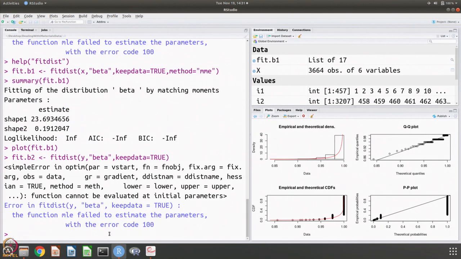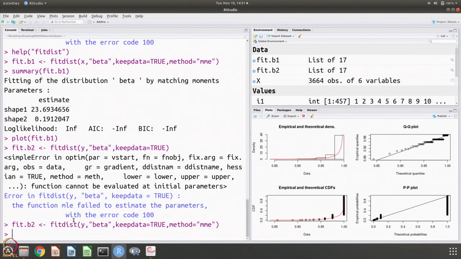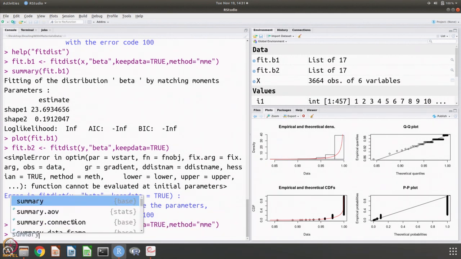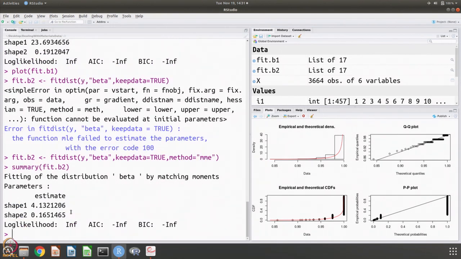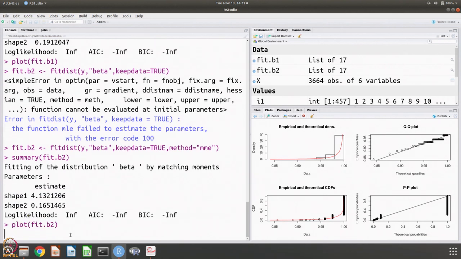Fit B2. So, we again see that MLE has failed. So, we will again use the method of moments, MME, and see if that works. Obviously, that works. So, you can look at what this fit is. Again you get the log likelihood, AIC, and BIC parameters to be infinity. We will come back and understand what it is. But for now, we can try to plot and see.